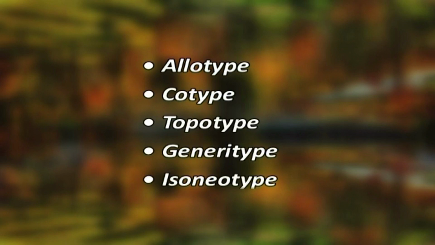Several other permutations and variations in terms using the suffix type have been used, for example, allotype, cotype, topotype, generitype, isoneotype, etc., but these are not formally regulated by the codes and are usually obsolete.